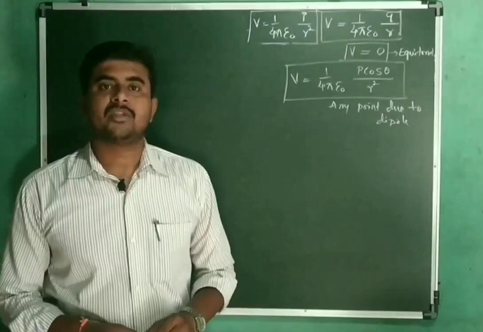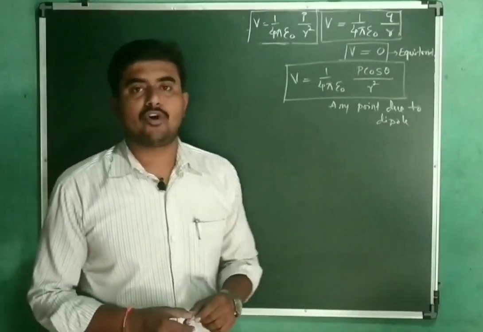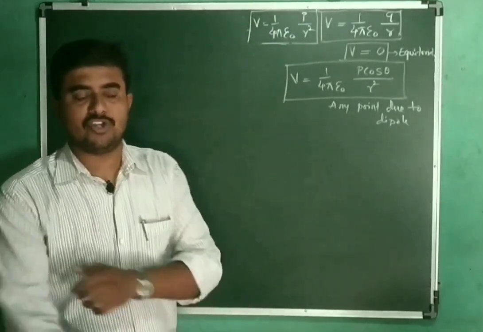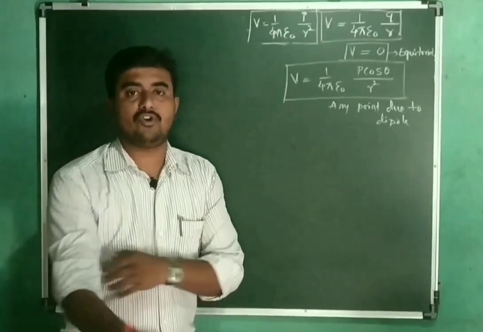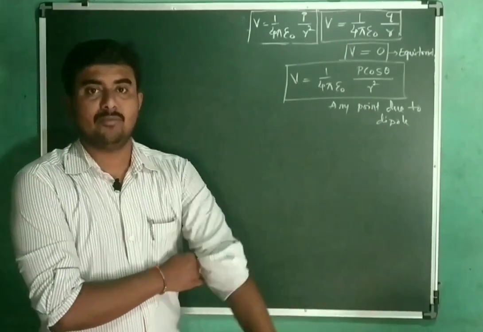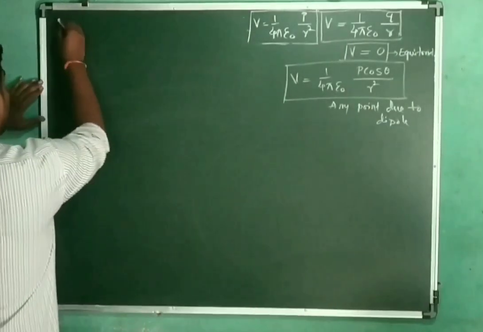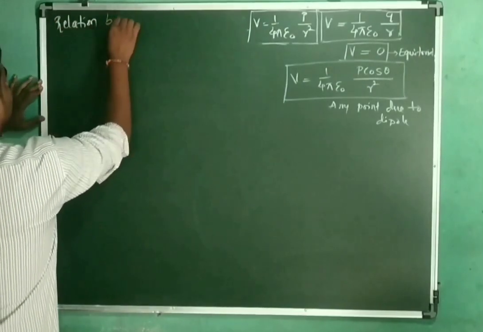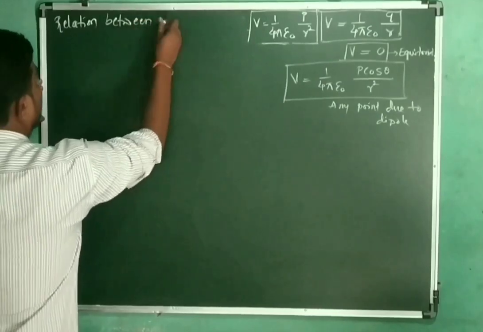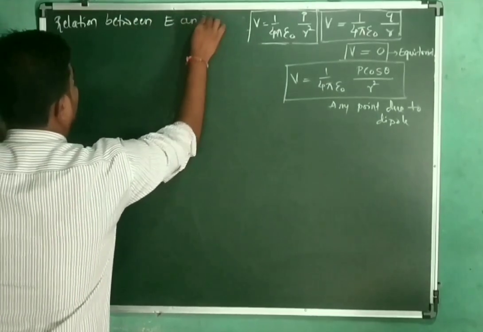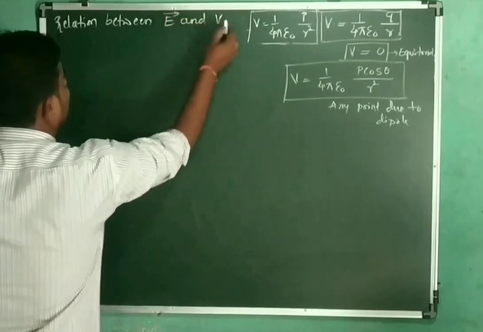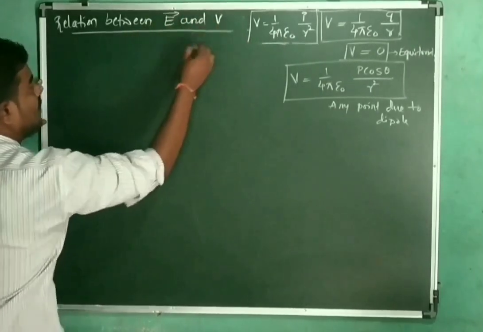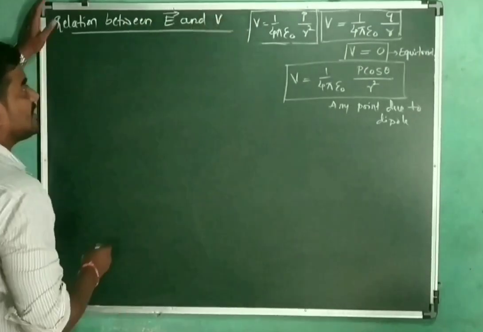Now we shall start one more important derivation, and that is the relation between electric field intensity and electric potential. This is a very important derivation because this has appeared in the final examination many times. So now, the relation between E and V, where E is electric field intensity and V is electric potential. Remember, electric field intensity is a vector quantity and electric potential is a scalar quantity.